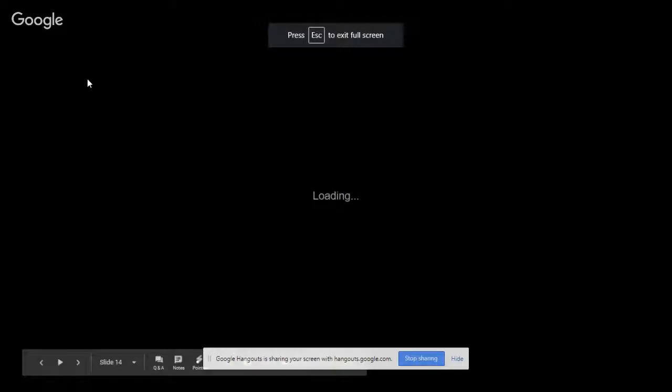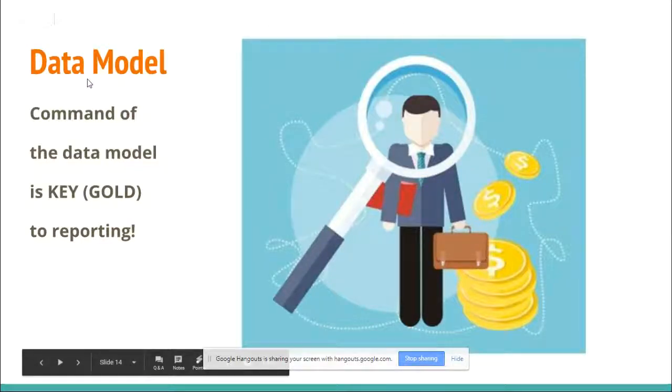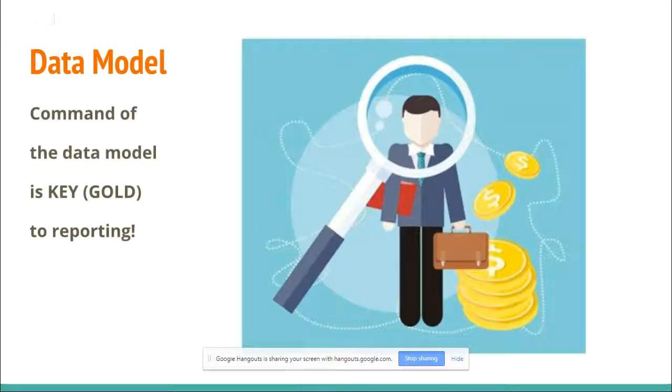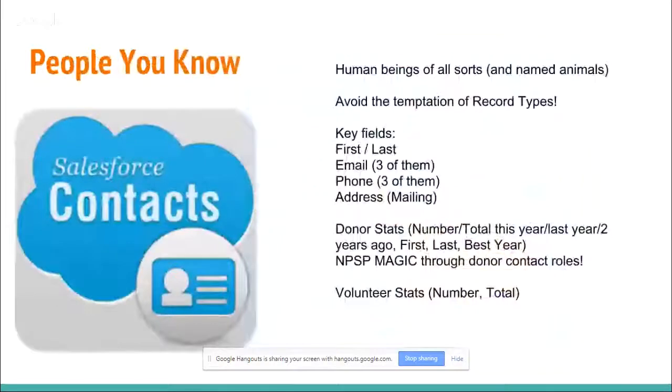All right. So command of the data model is essential when you're reporting or designing or developing or planning. And as I said, there's a little bit of differences, so it's important to kind of talk about. People are at the heart of any contact relationship management or constituent relationship management, as we prefer to call it in the nonprofit world. Contacts are how you need to represent human beings of all sorts.